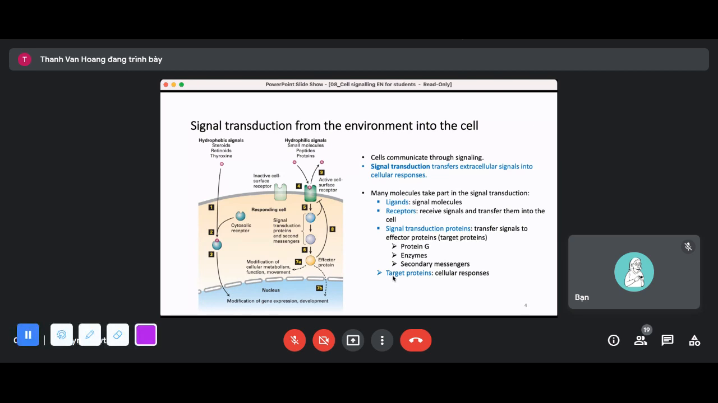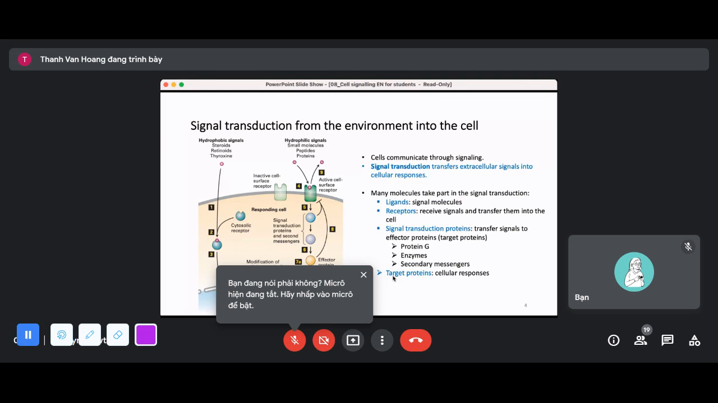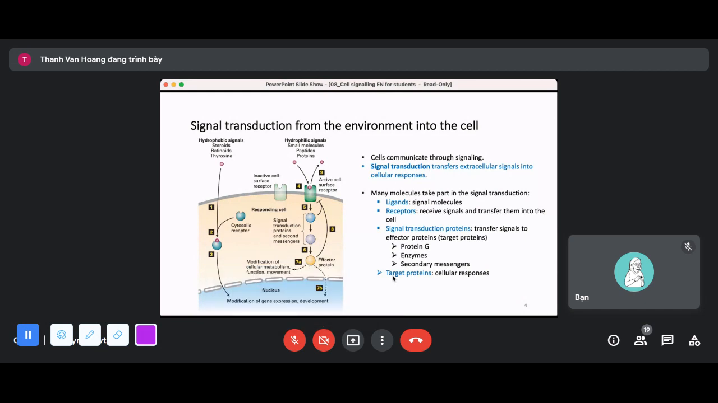from the receptor to target proteins. So there are many messenger proteins or signal transduction proteins. We've learned quite a number of them today, and the signal will come to target proteins, and the target protein will be responsible to give the cellular responses.